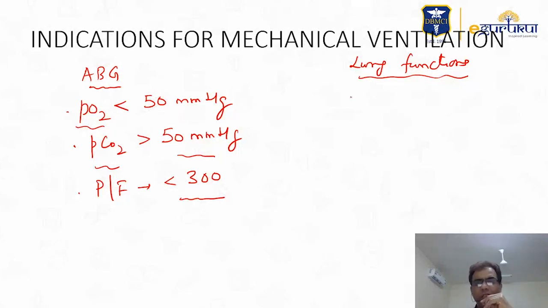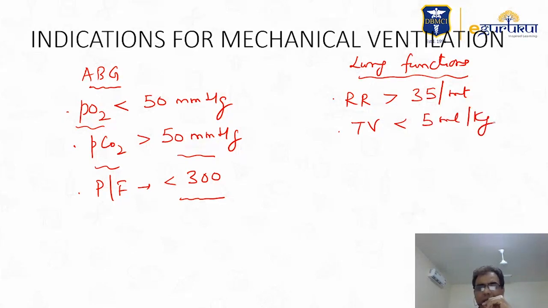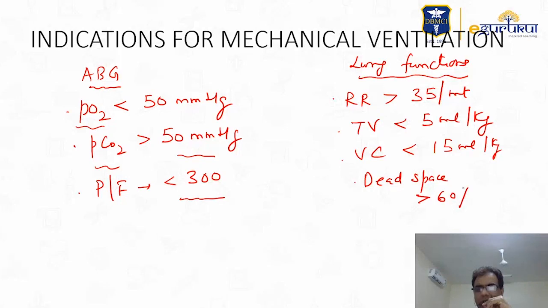On the basis of lung function, if the patient is becoming very tachypneic, meaning respiratory rate is more than 35 breaths per minute, then if the patient is not able to generate a tidal volume of at least 5 ml per kg or vital capacity of at least 15 ml per kg, and if the dead space volume is more than 60%, this is also an indication to take a patient on a ventilator. So these are the common indications to take a patient on a ventilator.